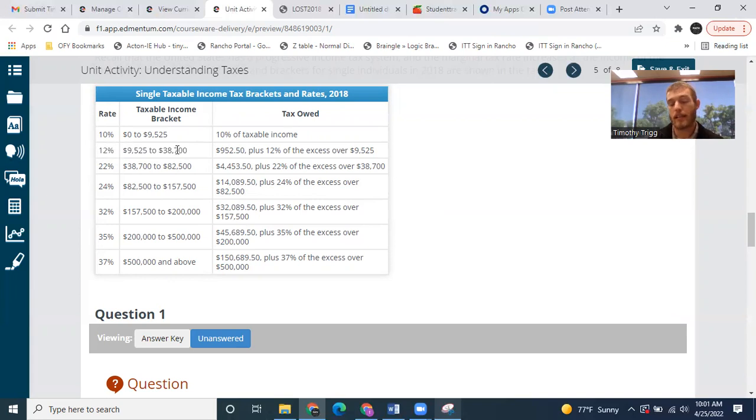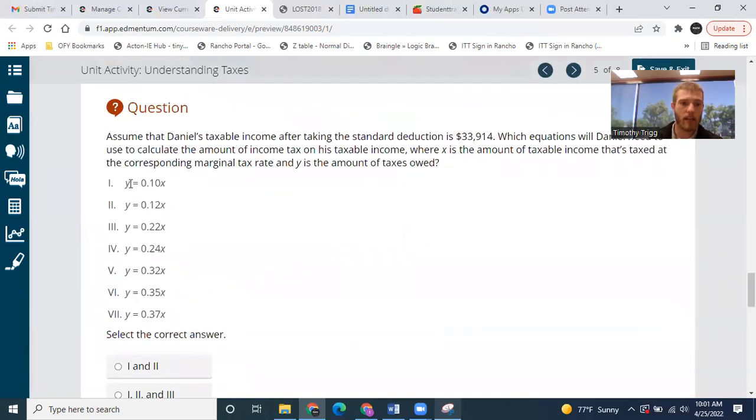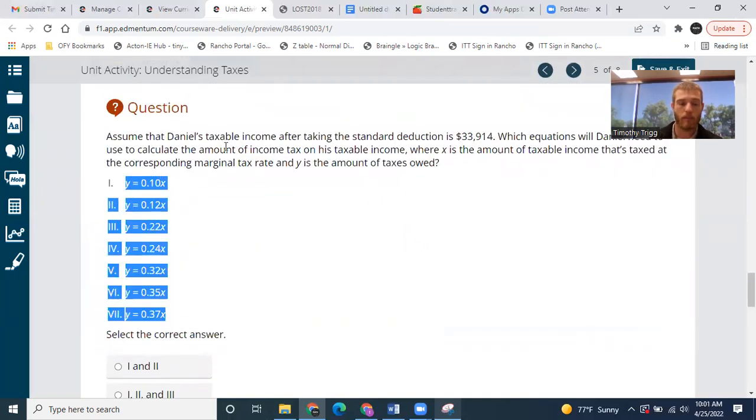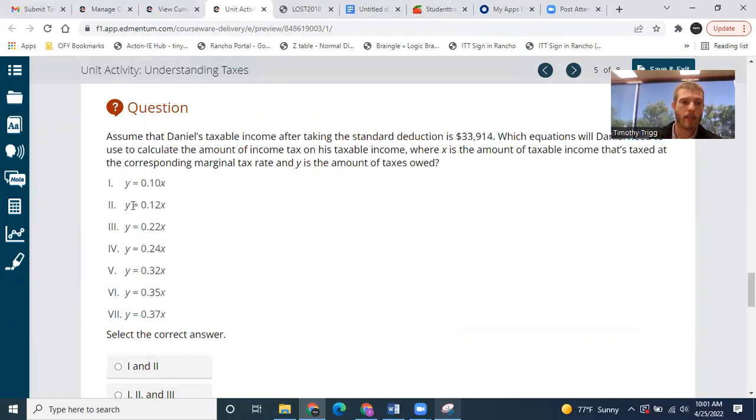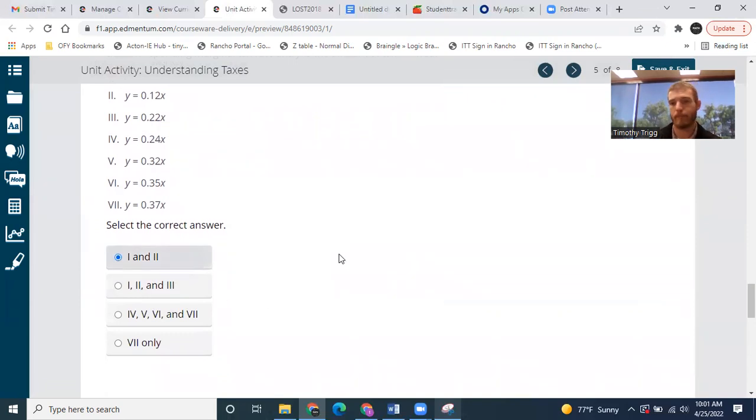So which equations is he going to need to use? Well, some of his money gets taxed at 10%, and some of his money gets taxed at 12%. We're going to go over the specifics of how this is done, but the first $9,525 gets taxed at 10%, and then above that gets taxed at 12%. And that's the highest bracket he goes up to. So in Daniel's case, he's going to need this 10% tax, which is equation 1, and this 12% tax rate, which is equation 2. So he's going to need equations 1 and 2. That's it.